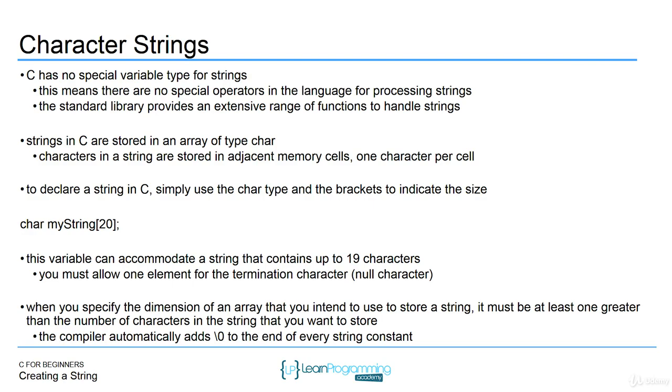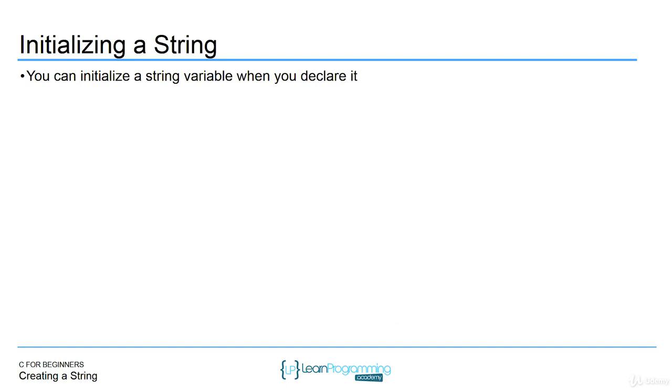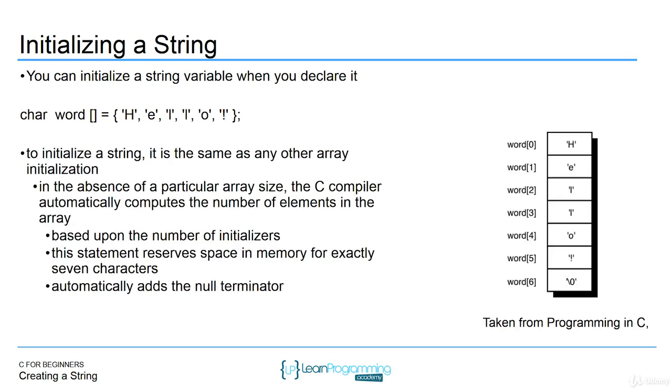So what you should really do is, when you create these character strings, you should be initializing them. You can initialize a string variable just like you can initialize an array. You put each character inside of these brackets. So this looks very similar to if you were to initialize elements in an integer array. If you say char word and then inside the curly brackets you put in each single character, that would create a character array. So it's the same as any other array initialization.